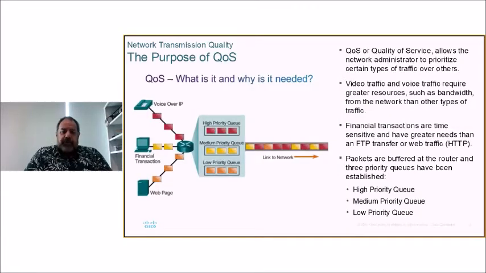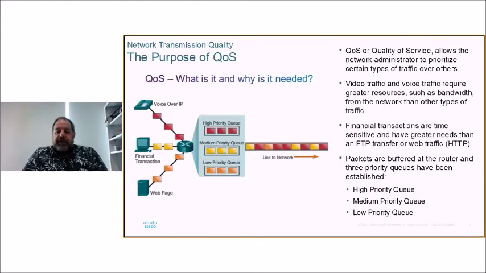And so with the overview. Quality of service allows the network administrator to prioritise certain types of traffic over others. So video traffic and voice traffic require greater resources such as bandwidth from the network than other types of traffic. Financial transactions are time sensitive and have greater needs than FTP or HTTP.